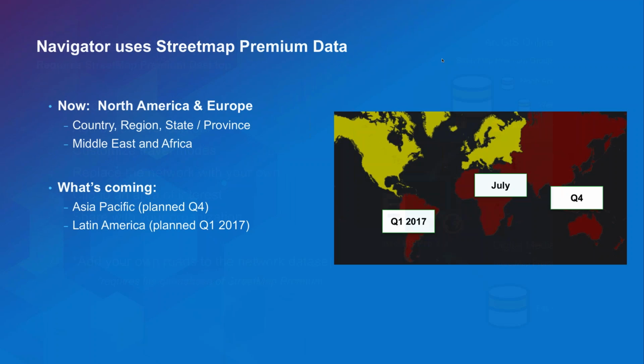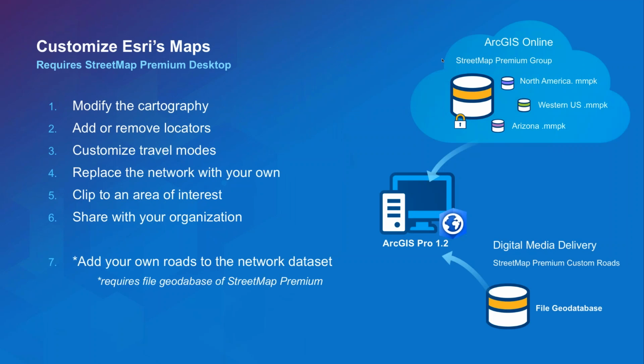its Street Map content. But what's really exciting, as far as I'm concerned, is what you can do with the map itself. Because Navigator is just leveraging the platform, you can do things like modify the cartography, add or remove locators that help you search for different asset layers that you may layer on top of the road network that is either the commercial road network that Esri provides or your own road network, because you could replace that with your own entire road network.